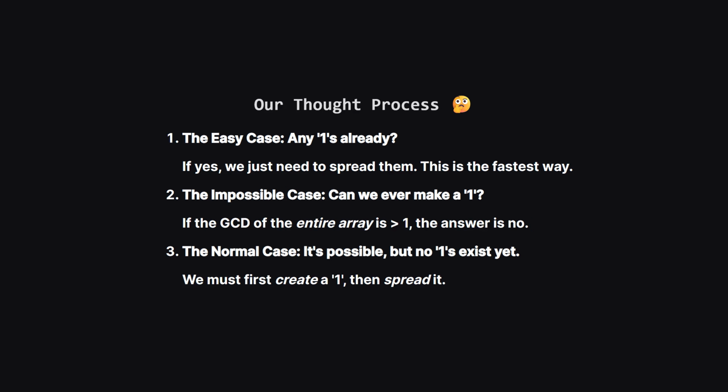This leads us to a clear thought process for solving the problem. The very first thing we should check is the easy case. Does the array already have a 1 in it? If so, great. Our job is much simpler. If not, we should check for the impossible case. We can do that by taking the GCD of the entire array. If that's bigger than 1, like in our all evens example, we know we're stuck. And if neither of those is true, then we're in the standard case, where we first have to figure out the cheapest way to make a 1, and then spread it.